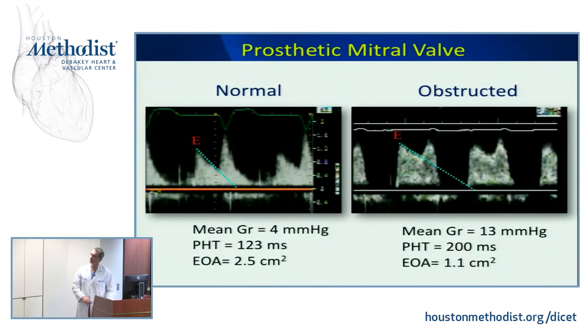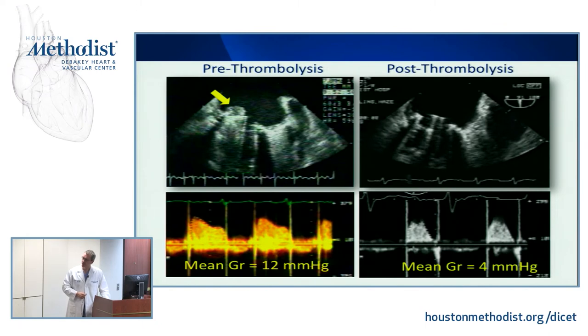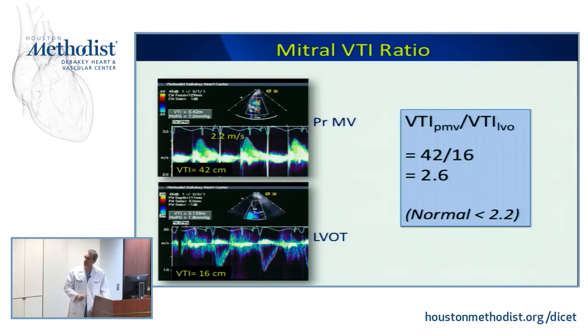Okay, so prosthetic mitral valve, just a couple of examples, a normal and a clearly obstructed, mean of 13, pressure halftime prolonged. Rarely do you get a very nice pressure halftime where you can clearly discriminate the slope on a prosthetic valve, because generally if they're obstructed, they're usually also tachycardic. So it's rare to have a nice bradycardic obstruction. And then you can derive an EOA. So this is somebody with a clot on the left. And post-thrombolysis, the clot is gone. Mean gradient acutely changed. Got lucky. This is something where the DVI concept comes back.